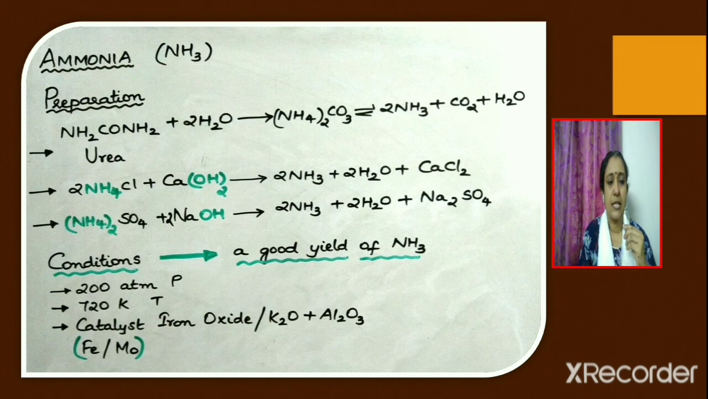Next we shall see the conditions required to get a good yield of ammonia. We know that ammonia is manufactured by Haber process. So which are the conditions required to get a good yield of ammonia? Pressure should be 200 atmosphere, temperature 720 Kelvin and catalyst iron oxide mixed with K2O and Al2O3. Earlier iron was used as the catalyst and molybdenum was the promoter used.